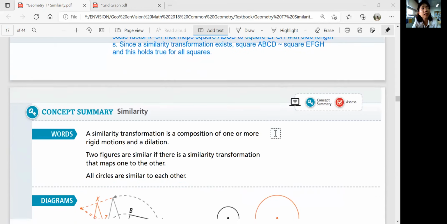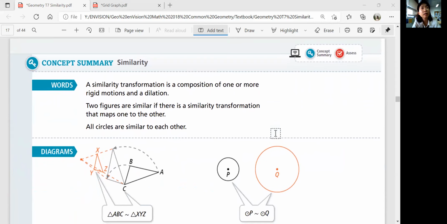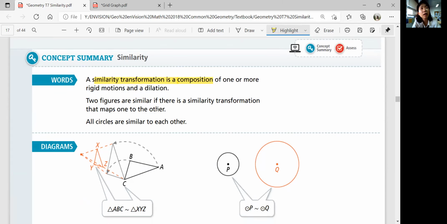Okay, let's summarize our lesson. Similarity. A similarity transformation is a composition of one or more rigid motions and a dilation. Okay, composition means there's more than one. Two figures are similar if there is a similarity transformation that maps one to another. All circles are similar to each other.